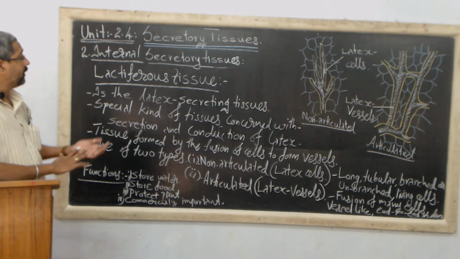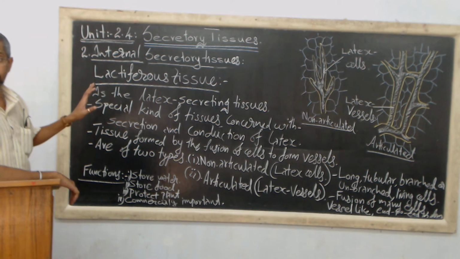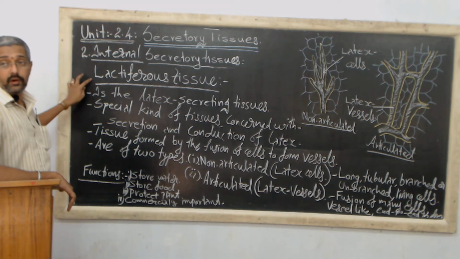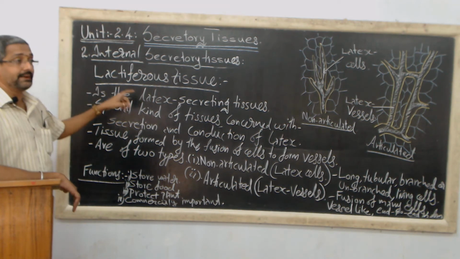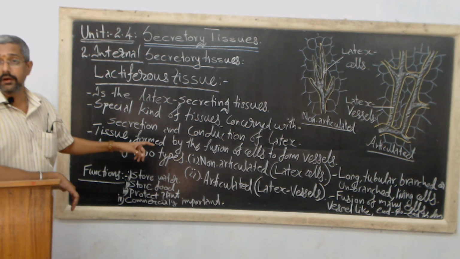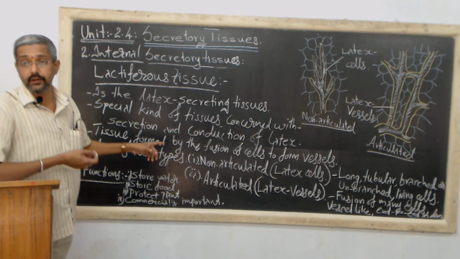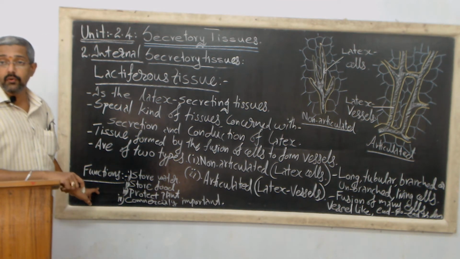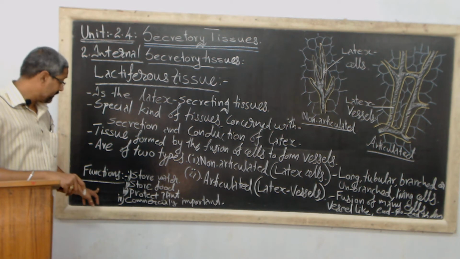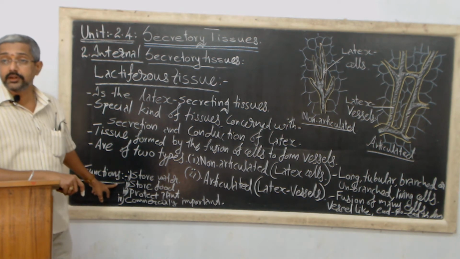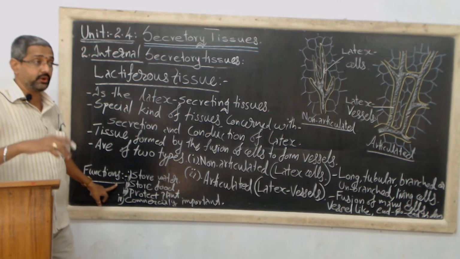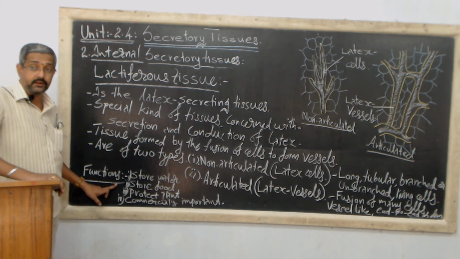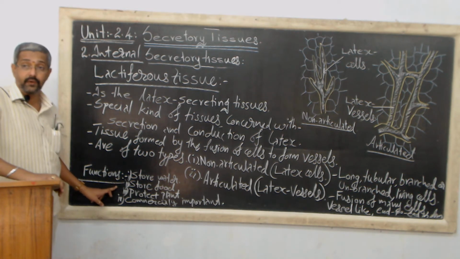Okay, then here is the second type of internal secretory tissue. One example is laticiferous tissue, with such specialization of cells and differentiation in their structural orientation or anatomical level. In addition to that, we can remember the laticiferous tissue, particularly in latex producing plants, for example Hevea brasiliensis, that is the para rubber. You can see there is a particular function also.